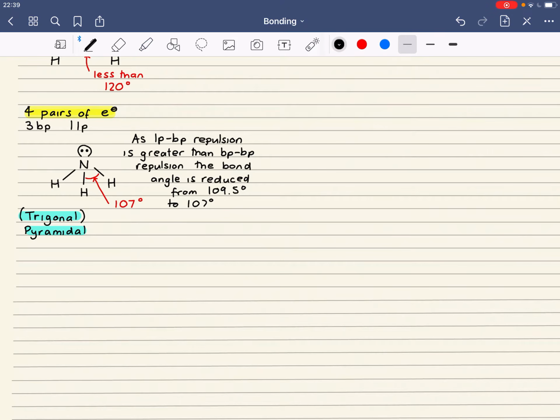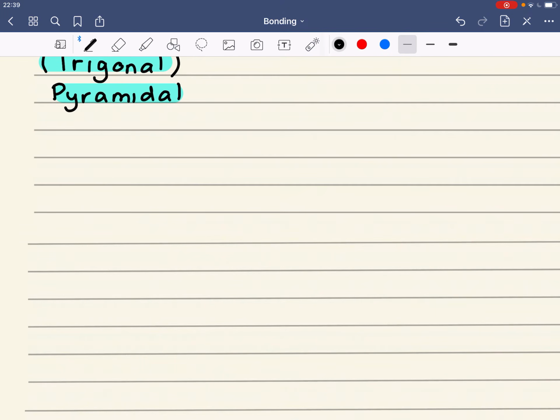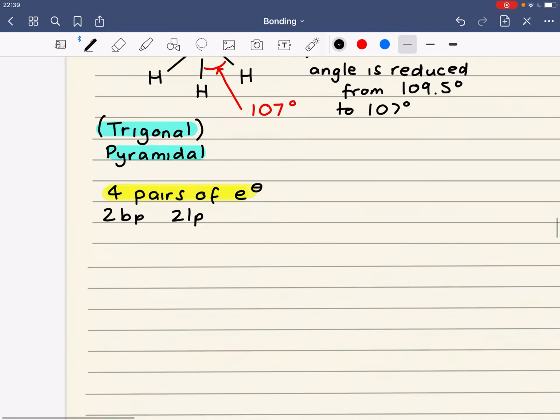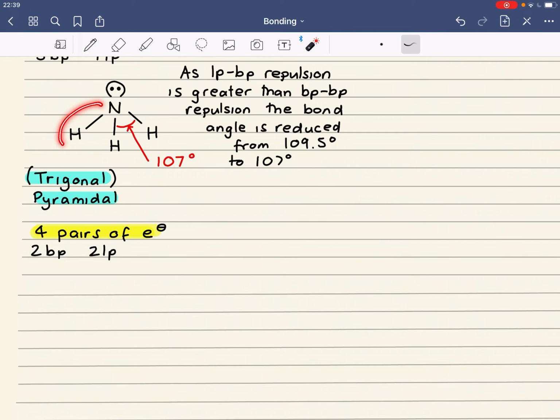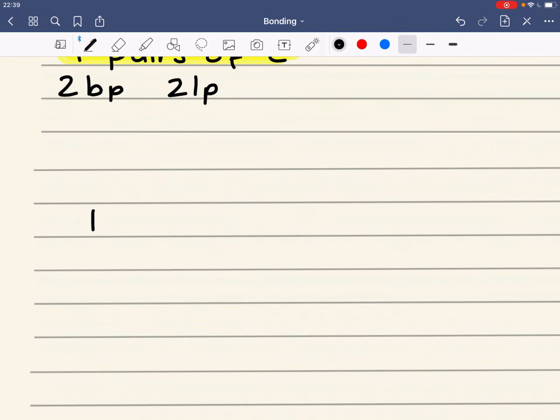We've got another example where we can have 4 pairs of electrons. Remember, 4 pairs of electrons, it's based on the tetrahedral structure with a bond angle of 109.5. And now we can have an example where we've got 2 bonding pairs and 2 lone pairs. So I'm adding a lone pair. I'm basically taking one of these bonding pairs away and putting a lone pair in its place. And an example is water. Water is an example of a molecule with 2 bonding pairs and 2 lone pairs.